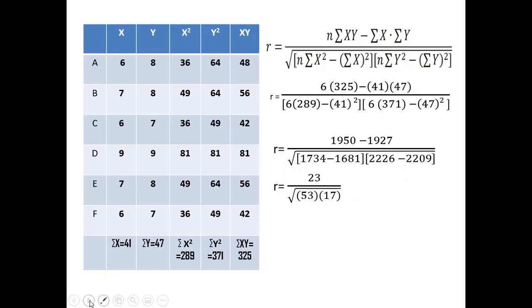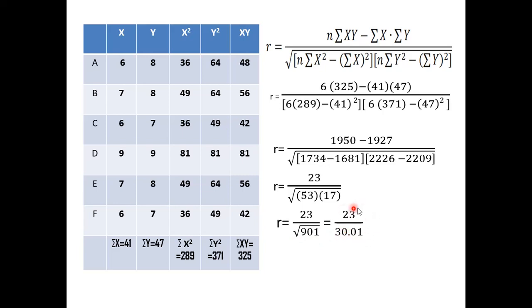Okay? So next is subtract this numerator. So we have 23. Simplify 1734 minus 1681 is 53. 2,226 minus 2,209 is 17. So do not forget the square root again. And of course, we have, okay, r is equal to 23 all over 53 times 17 is 901. So, copy 23. What is the square root of 901? That is 30.01. So, we're not yet done.